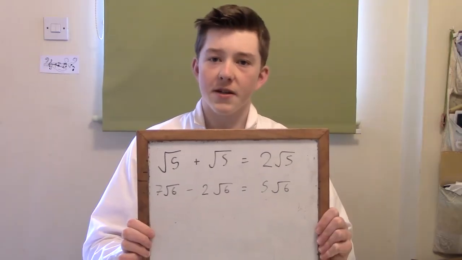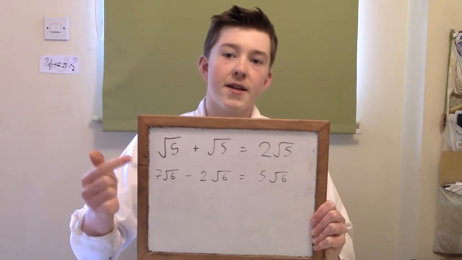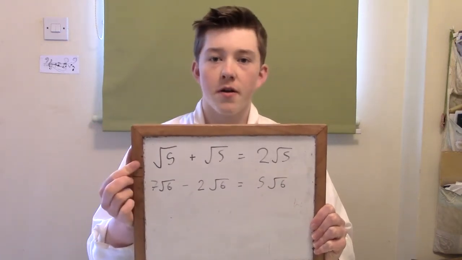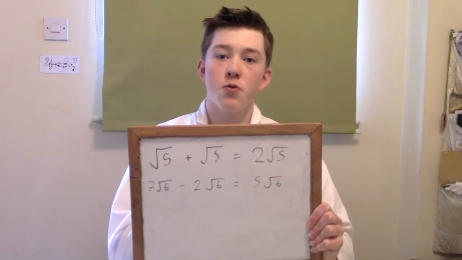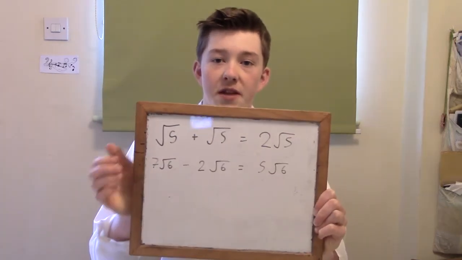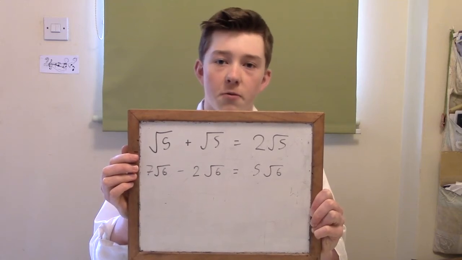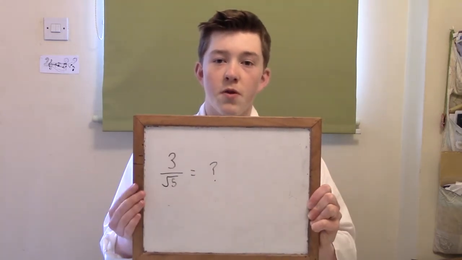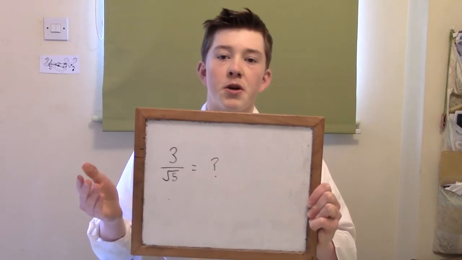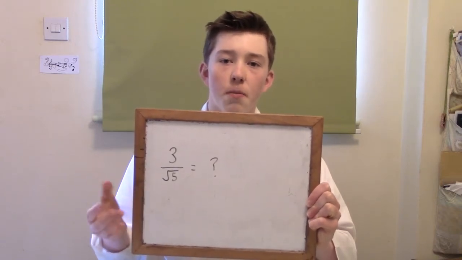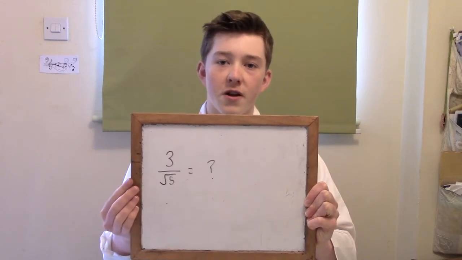Adding and subtracting surds can be fairly easy if the same whole number is inside the square root sign. For example, root 5 plus root 5 makes 2 root 5, and 7 root 6 minus 2 root 6 will make 5 root 6. Now we're going to move on to something called rationalizing surds. This is when you have the surd on the denominator of a fraction. For example, 3 over root 5.